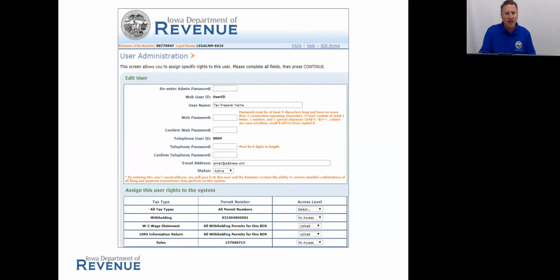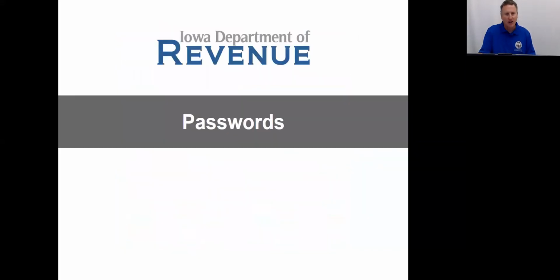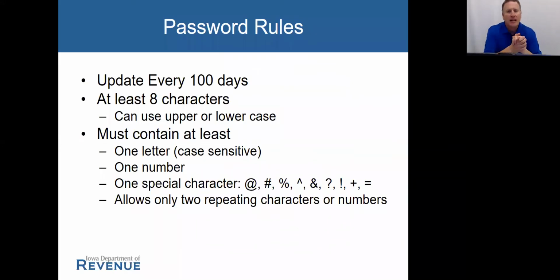Okay, again, we updated our existing sub-user. I'm going to change gears just a little bit and talk about our passwords. So our passwords, with eFile and Pay, these have to be updated at least every 100 days. If you'll remember a while back, it used to be every 60 days. So we did improve that a little bit. It is 100 days now that has to be updated.